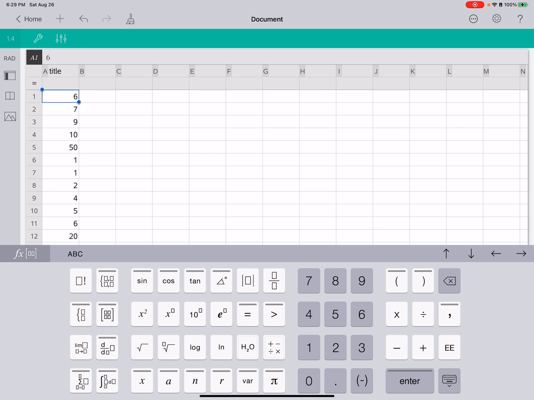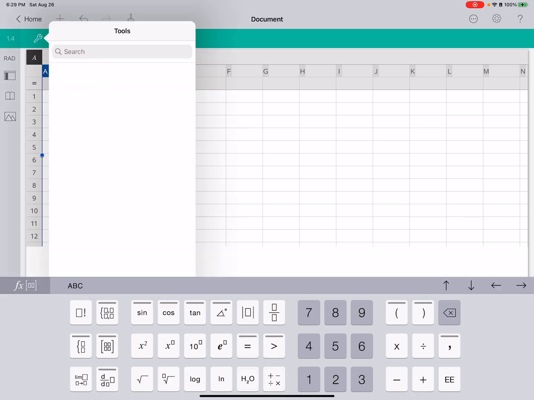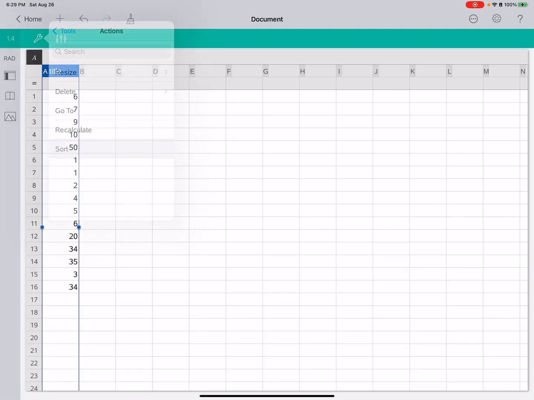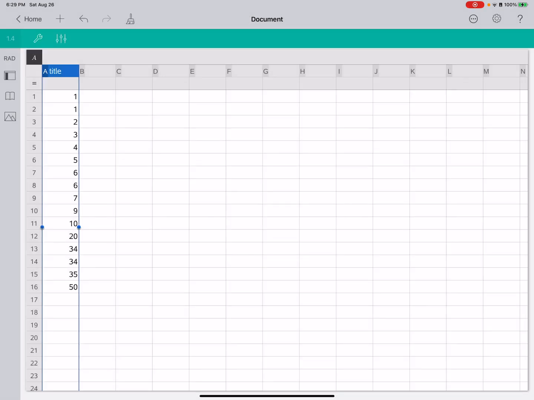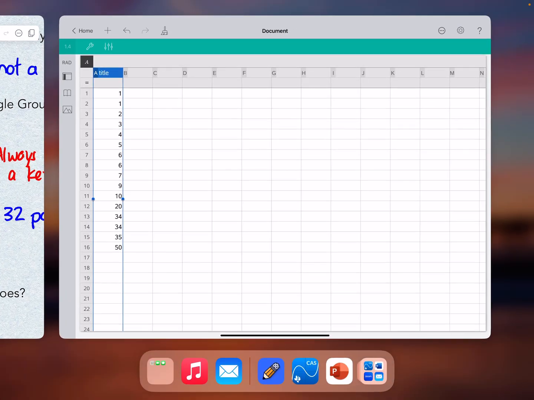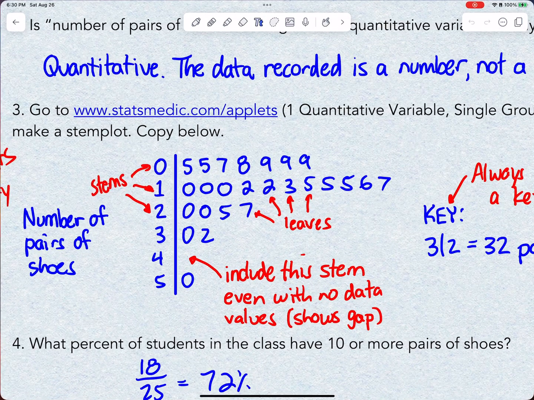Then you're going to go all the way up, keep going up until it actually highlights, push Menu, Actions, Sort, and it's automatically already there. Hit OK, and you notice it sorts the data. That's nice and handy for me so that when I do a stem plot, I have how many are in each stem.